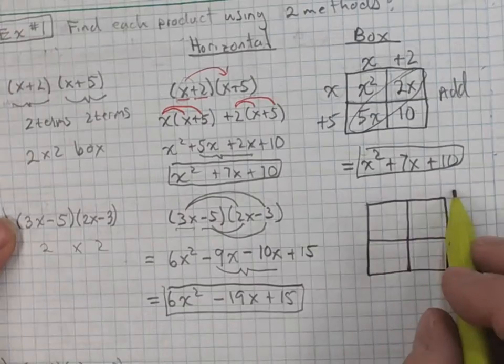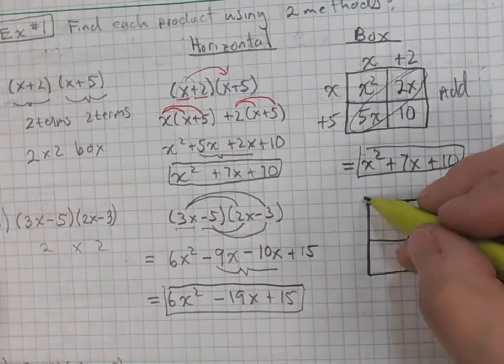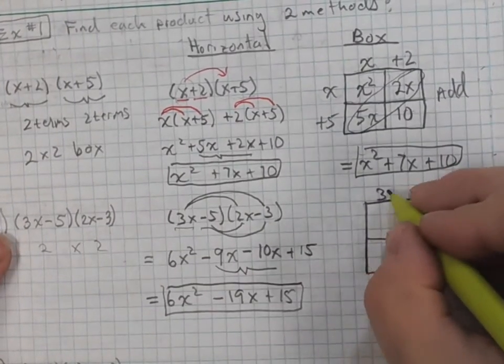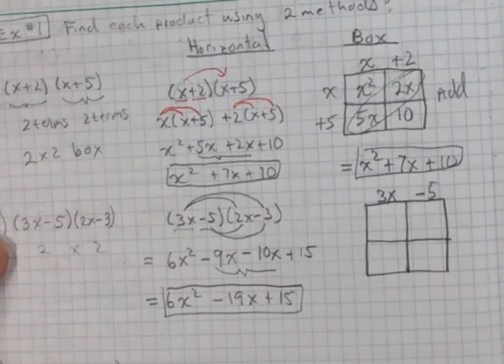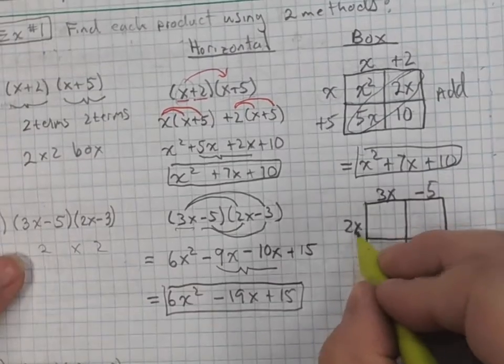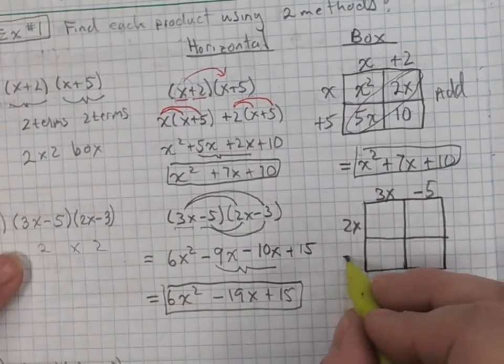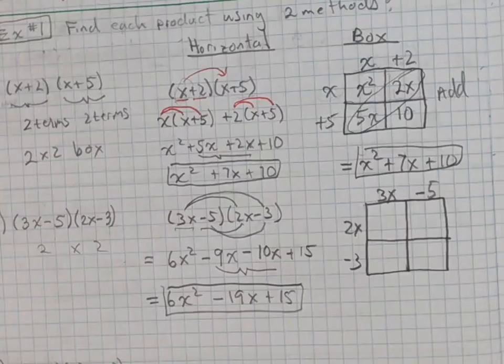All right, put one polynomial along the top, another along the row headers. The minus goes with the 5. All right, so 2x here. The minus goes with the 3, so that would be along this row.